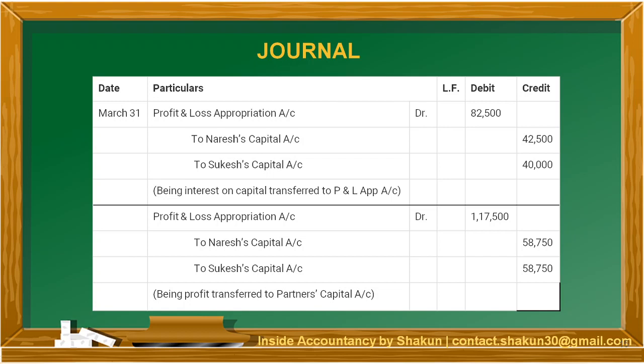The profit which was given in the question was 2 lakh. Out of that 2 lakh, 82,500 is the interest which is allowed to the partners. So the balance or the divisible profit amounts to 1,17,500, which has been distributed between Naresh and Sukesh in equal ratio. Why equal ratio? Because in the question, the profit sharing ratio was not given.